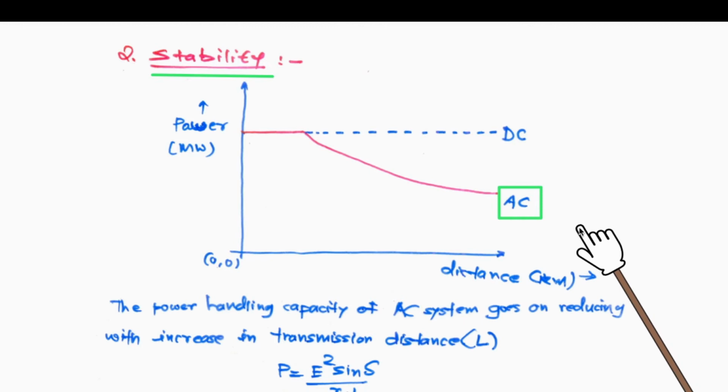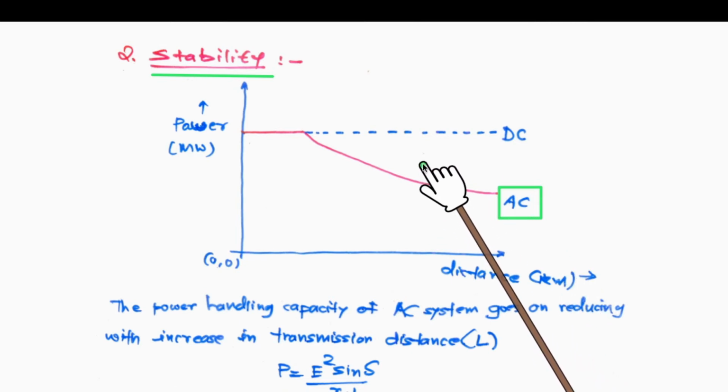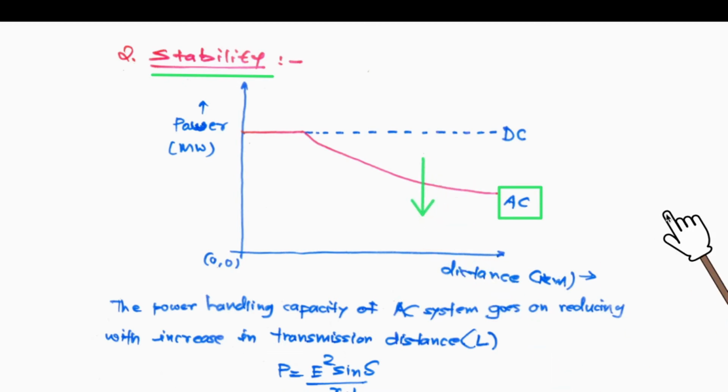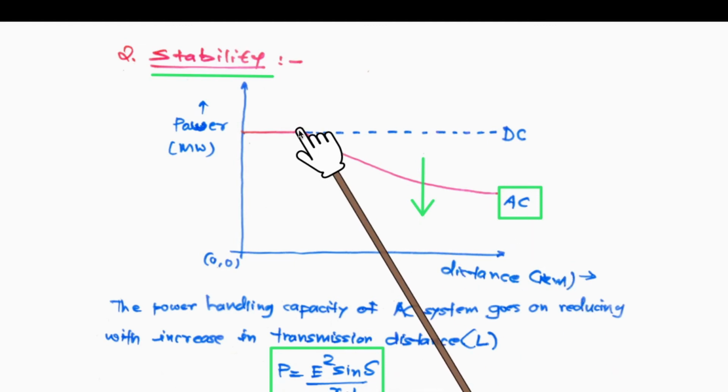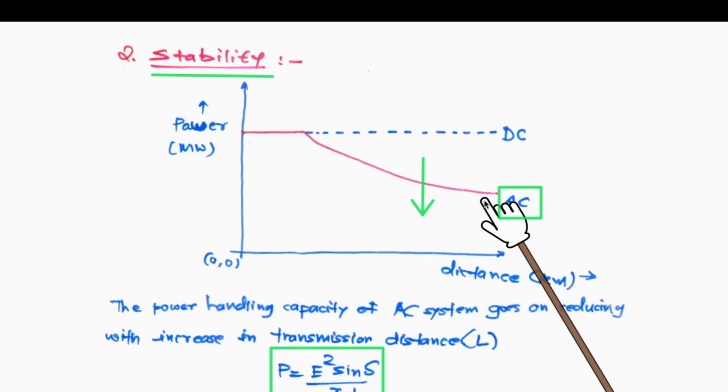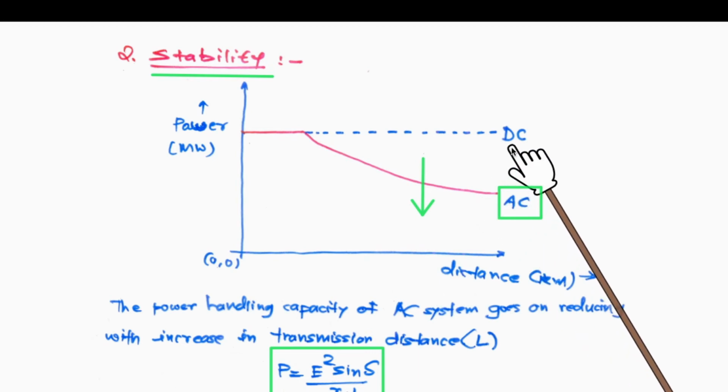So as the transmission distance increases, the power handling capacity will decrease. This is due to an obvious reason; we have made these calculations earlier. It is inversely proportional to the transmission distance. So in case of AC, as distance increases, the power handling capacity goes on decreasing. But what is the scenario with respect to DC?